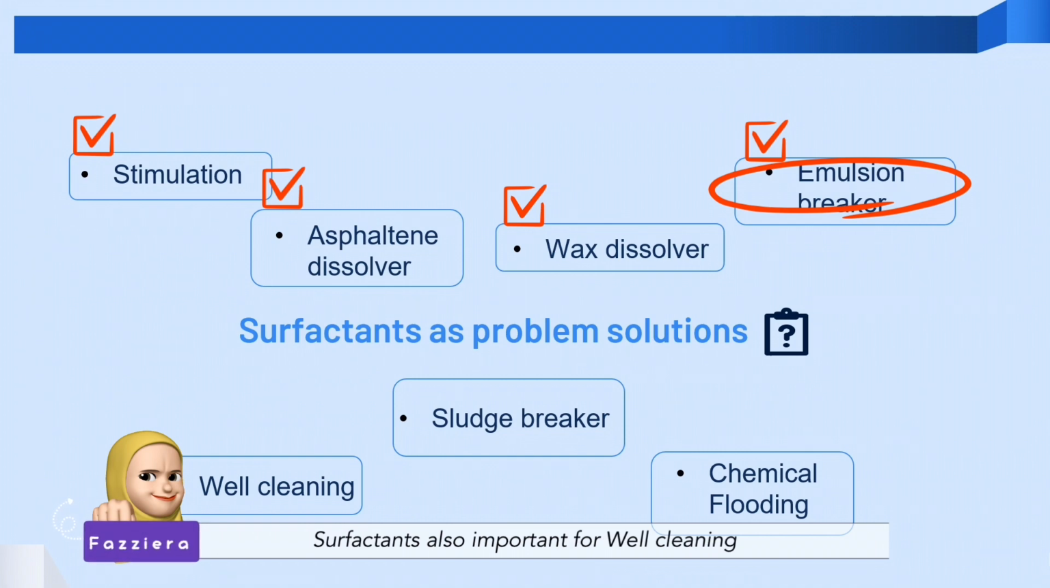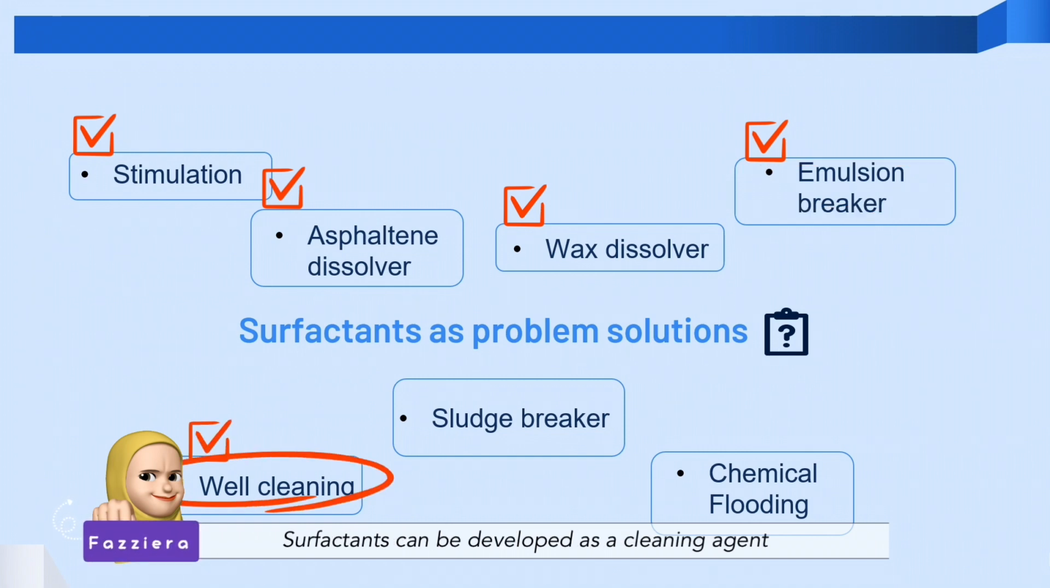Surfactant is also important for well cleaning. Surfactant can be developed as a cleaning agent for holes of perforation wells, pipelines, and oil production equipment from blocking oil remains so that the oil production process can be optimum.